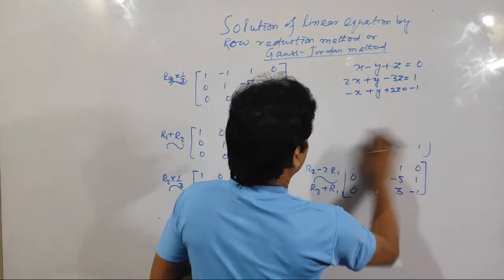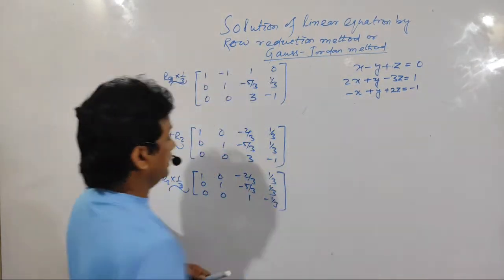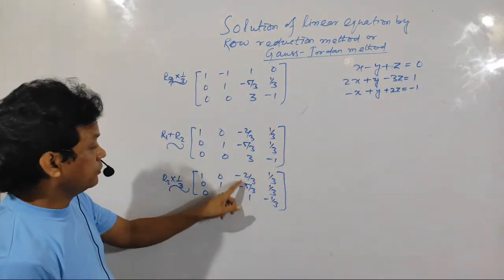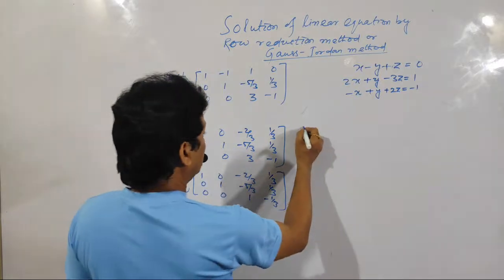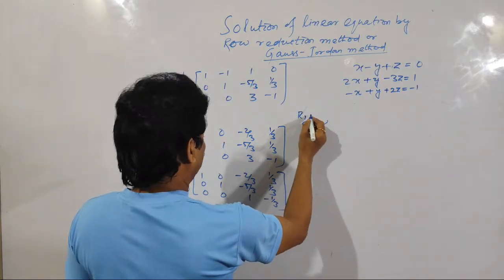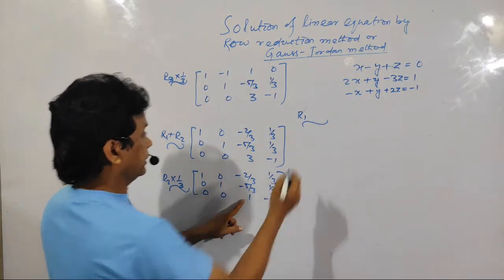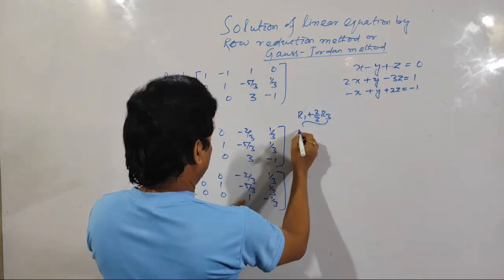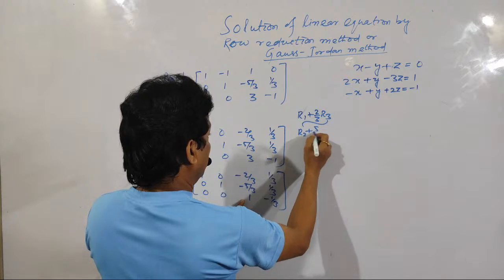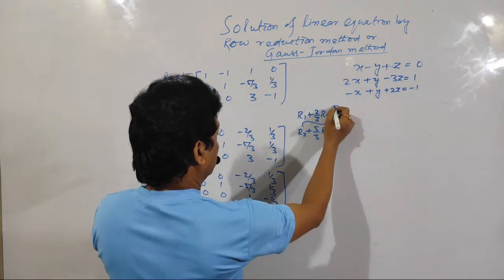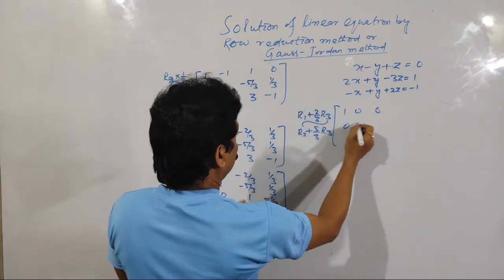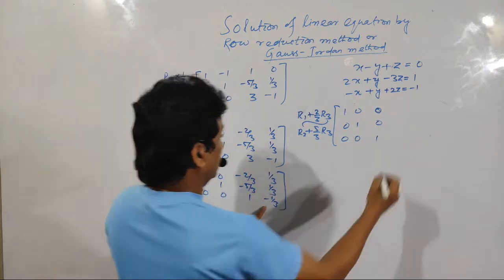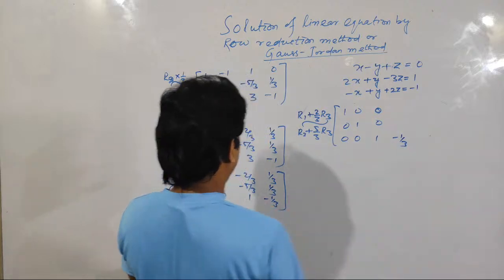The equation should be there. Otherwise you cannot test whether it is correct or not. Now by the help of this one, these two both should be 0. How to make these two 0? R1 plus 2 by 3 times of R3. Then R2 plus 5 by 3 times of R3. Clear? So 1 0 0, 0 1 0, 0 0 1. I am writing this one, and this one is minus 1 by 3.